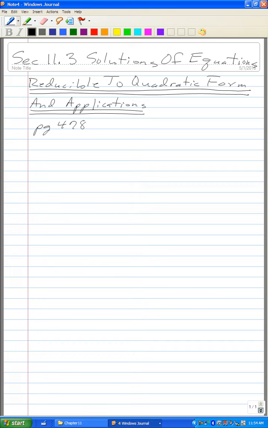problem number 2. X cubed minus 16x equals 0. In exercises 1 through 20, solve the equation by factoring. So I notice that there's an x in common, so let's factor out an x. What's inside the parentheses is just the difference of squares.